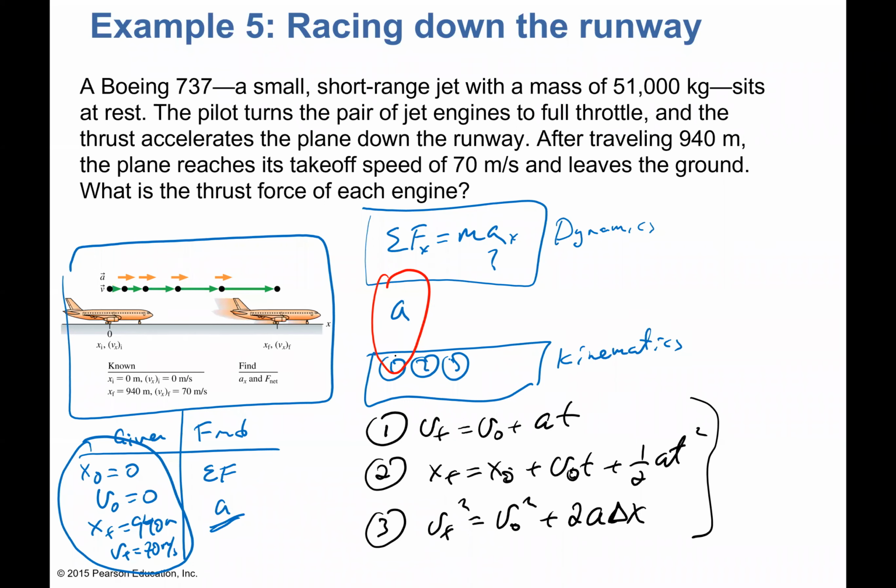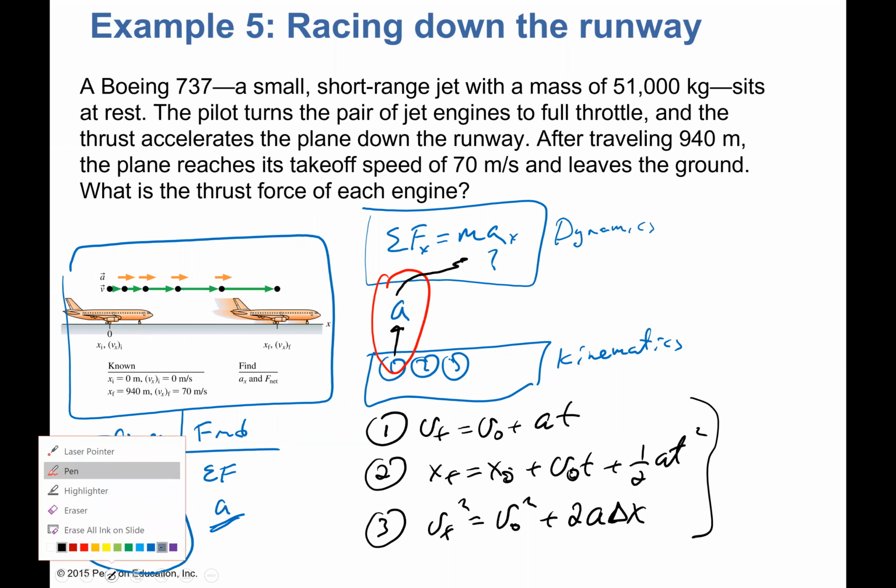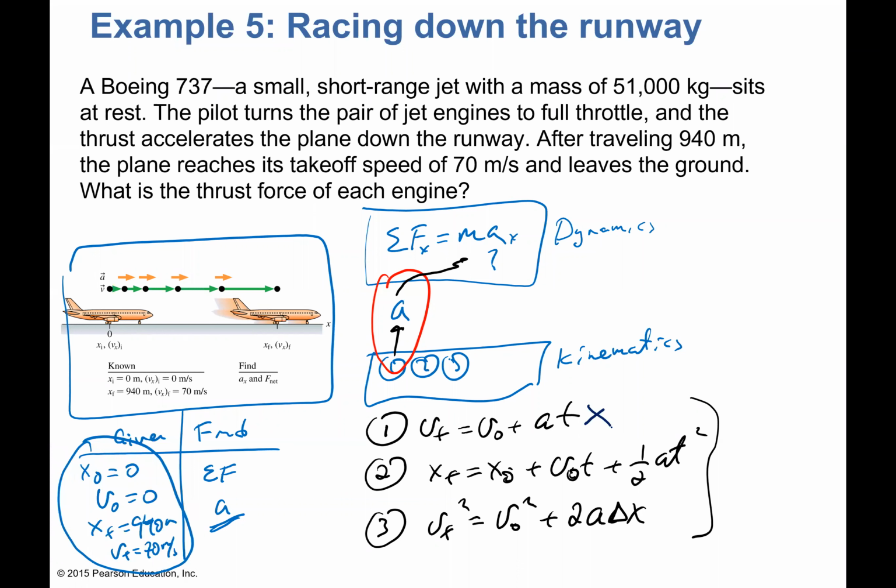Then once I have acceleration, use that to plug in there and calculate the net force. The question here is, which one can I use? Well, remember, one information from the given table, right? You can see that we're not given the time. That means I cannot use any equation of the acceleration with time. That means this is the only thing I can use. Okay, so let's use that then.